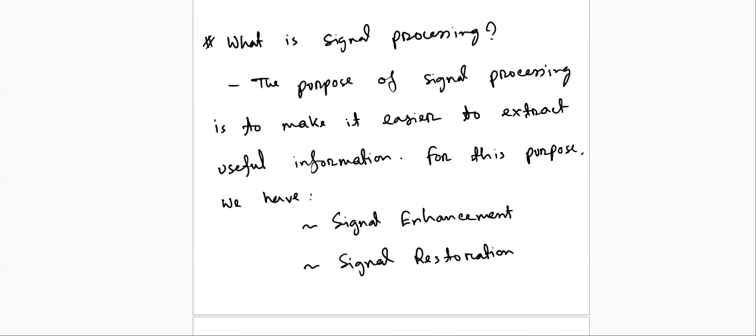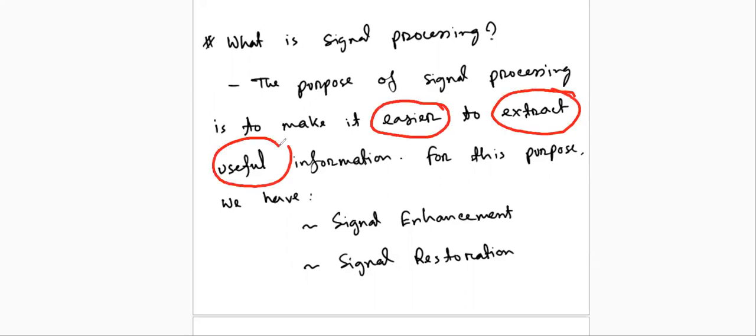Now the question is, what is signal processing? We have already learned what a signal is. Now, what is processing? The purpose of signal processing is to make it easier to extract useful information. So we want to make our life easier to extract useful information. Information should be there; without information, that is not a signal. So you must have the information, and from it you need to extract the useful information.